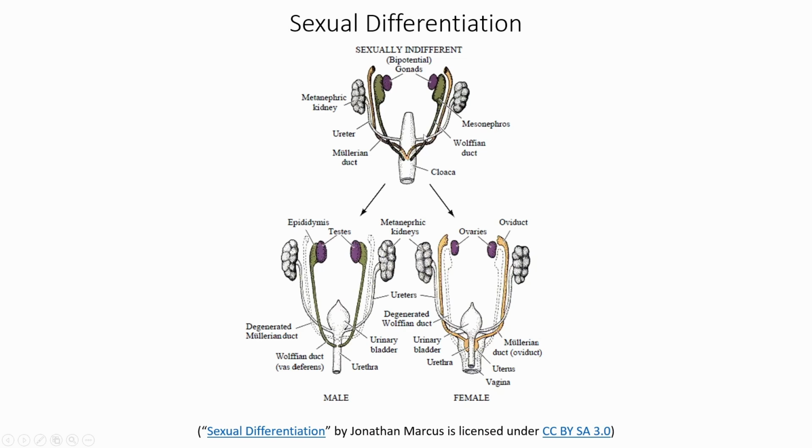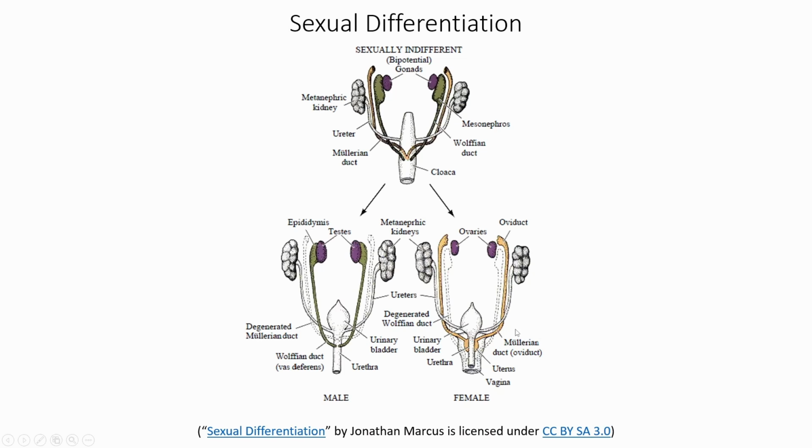Now, if you have the SRY gene, you go this way to the left. Those Mullerian ducts break down. You're left with the Wolffian ducts, which become your vas deferens. The urethra will, and the penis will develop around the urethra. If you do not have an SRY gene, you will develop female. The Wolffian ducts break down, and you're left with the Mullerian ducts, which become the oviducts instead.